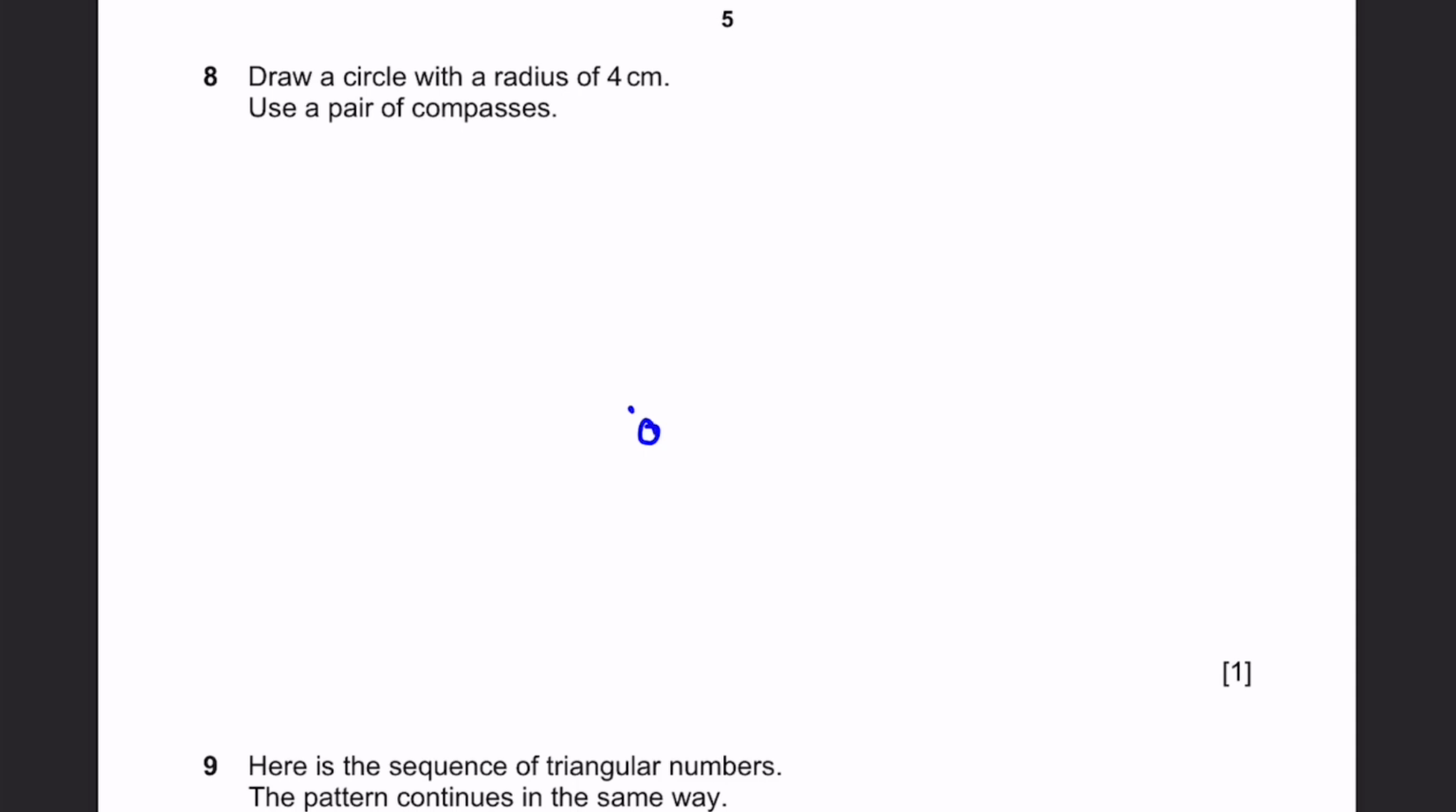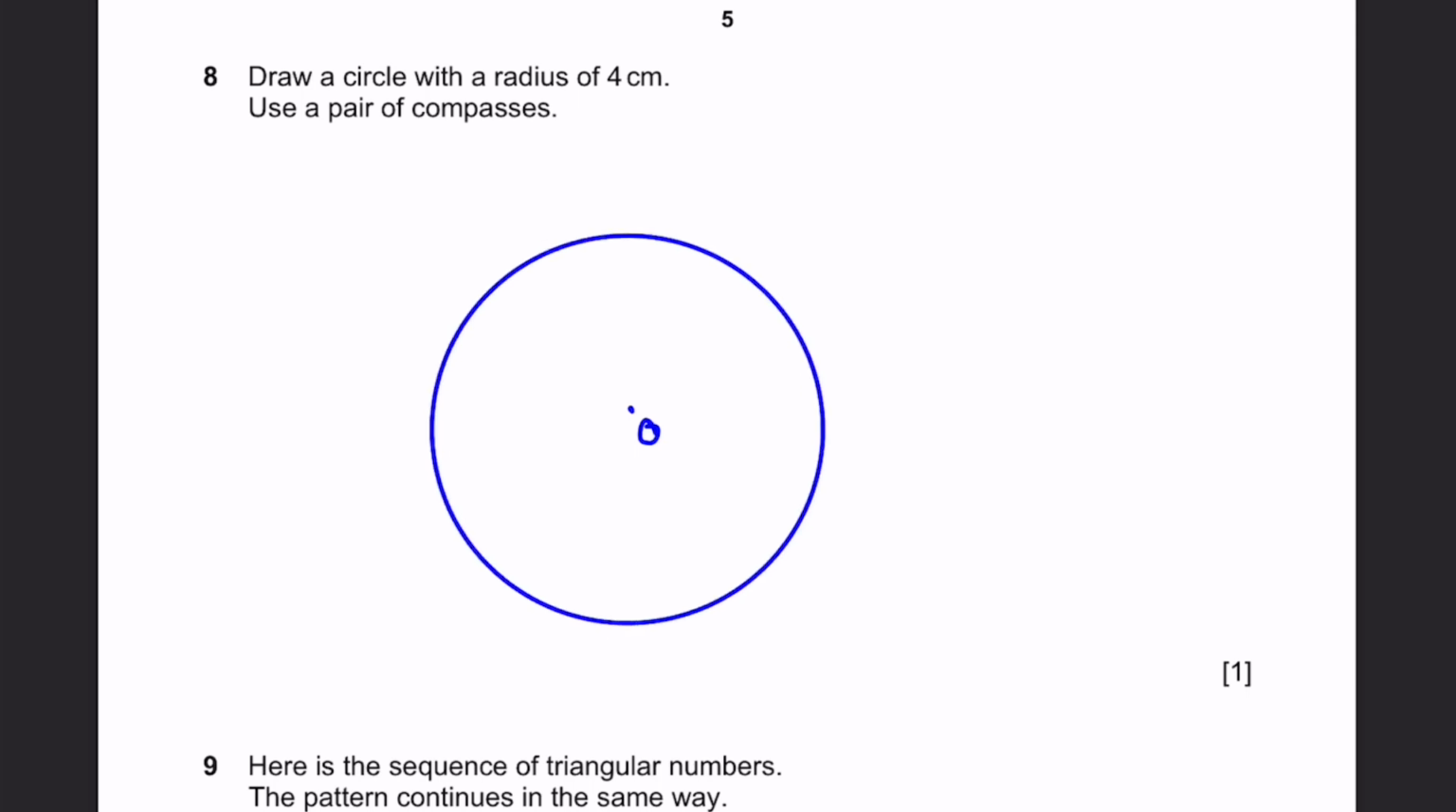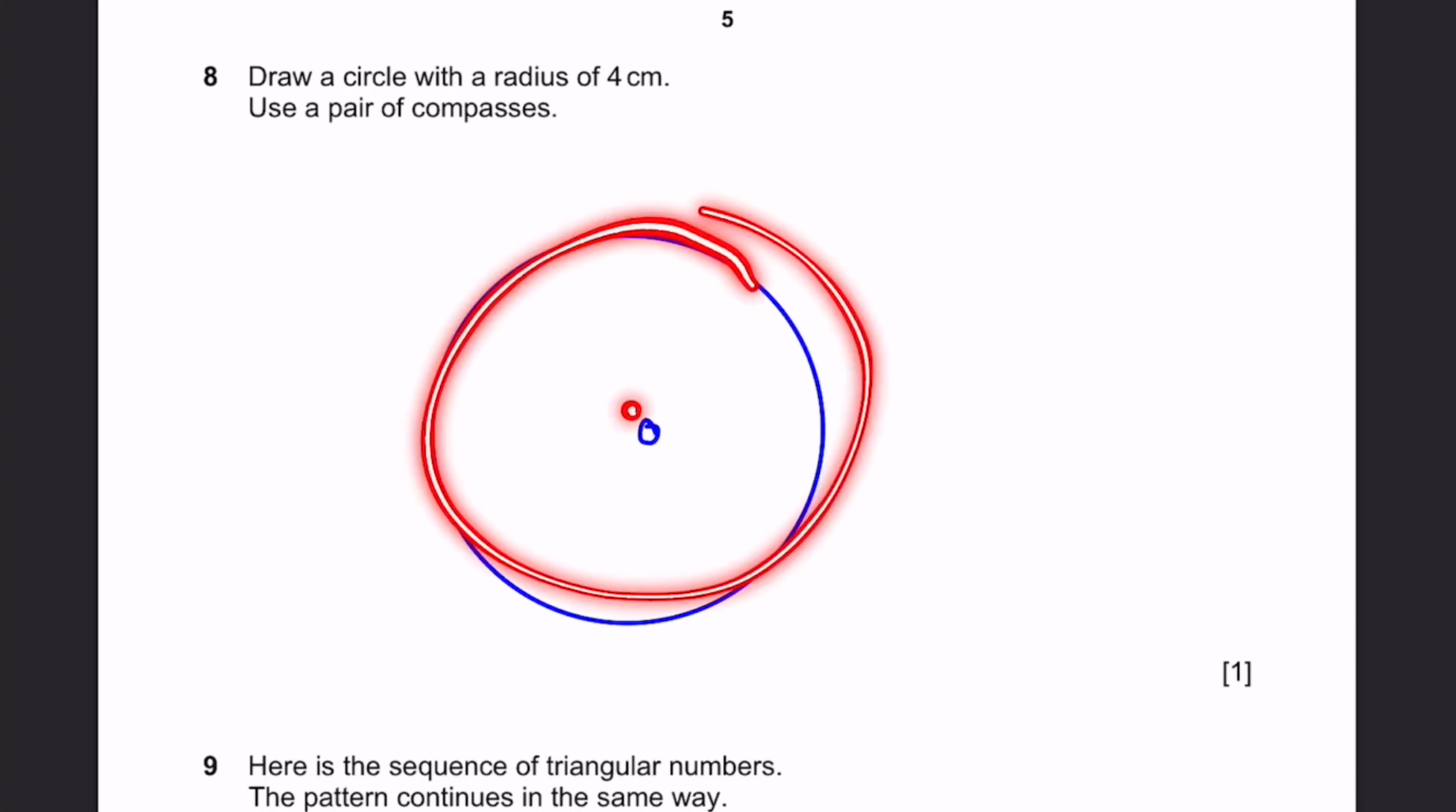Now measure 4 centimeters on the compass. Let's take that length and draw a circle like that. Make sure that O is at the center. How do you make sure of that? Because you put the compass needle there while you're drawing this.